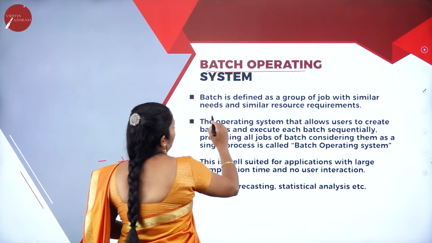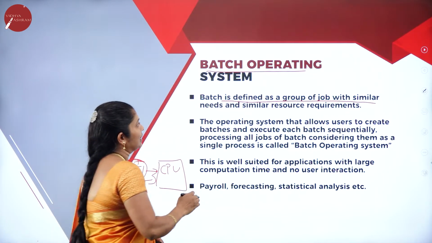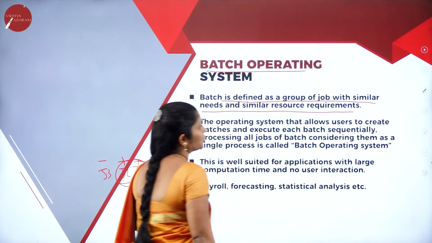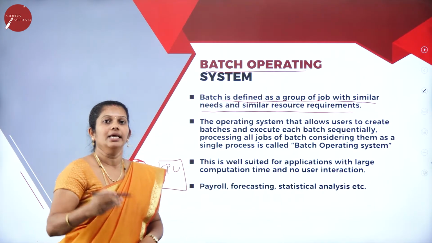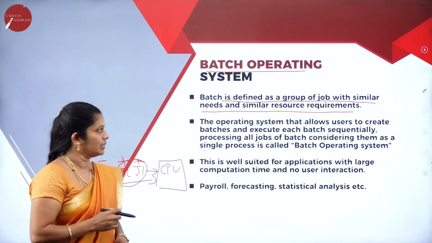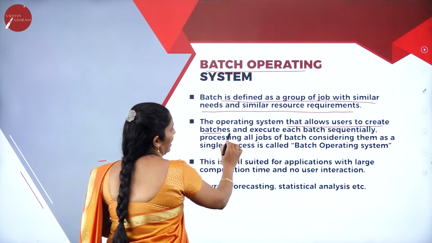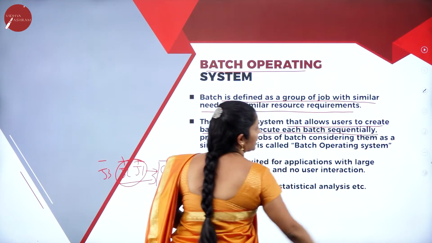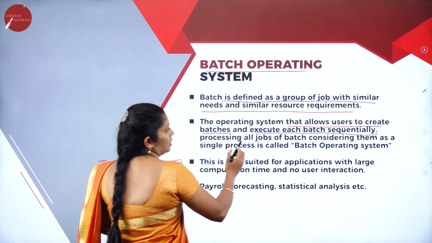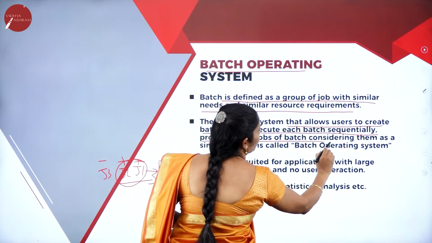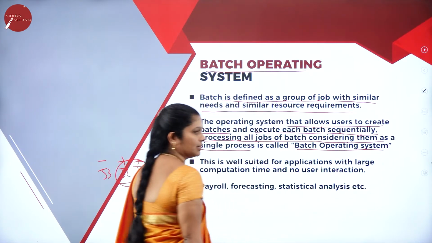In batch operating system, the batch is defined as a group of jobs with similar needs and similar resource requirements. Same type of operation, same type of memory needed, then it will make a group of those and process them. The operating system allows the user to create batches and execute each batch sequentially, one after another. Sequentially processing all jobs of a batch, considering them as a single process, is called batch operating system.